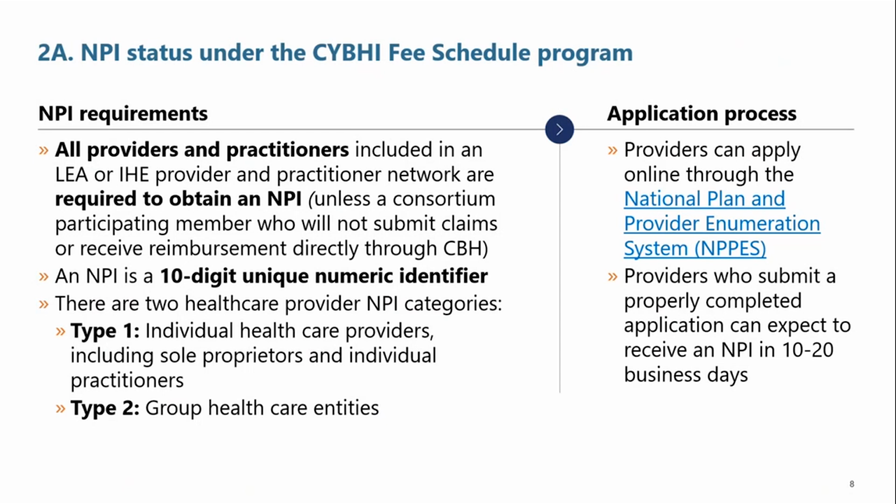Every designated provider or practitioner must have an NPI, unless they are part of a consortium and not submitting claims directly. To apply for an NPI, providers can apply online via the National Plan and Provider Enumeration System, or NPPES, at nppes.cms.hhs.gov. The process typically takes 10 to 20 business days. If you're not sure whether a provider already has an NPI, you can search by name on the NPPES registry webpage at npiregistry.cms.hhs.gov/search. Up next, we'll explore Medi-Cal enrollment, which is the second requirement.